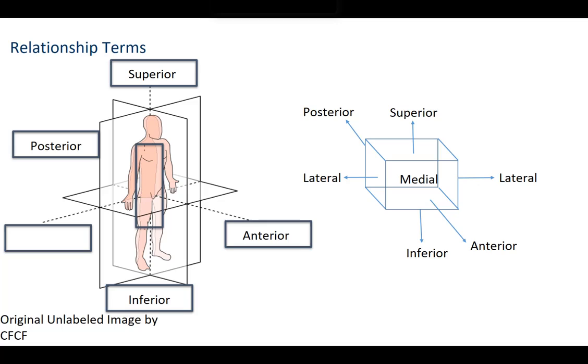And finally, we have medial, which means closest to the midline. So if we were to draw a midline straight down the middle of our body, structures closer to this than others will be medial. Therefore, those further away will be lateral. An example of this, the nose is medial to the ears, but the ears are lateral to the eyes.